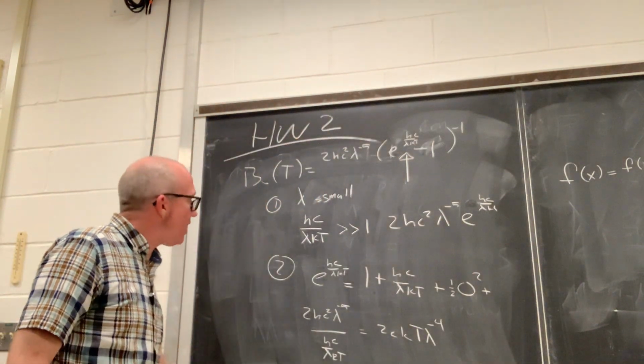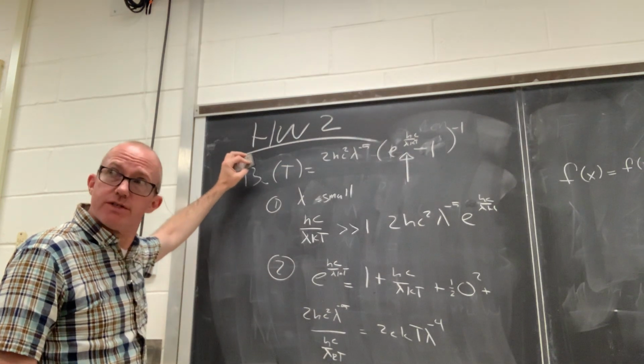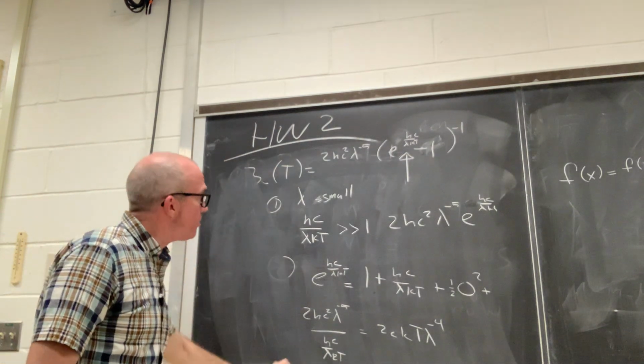So anyway, here we have the Wien and Rayleigh-Jeans limits of the black body. Anybody have any questions on those? Pretty straightforward.